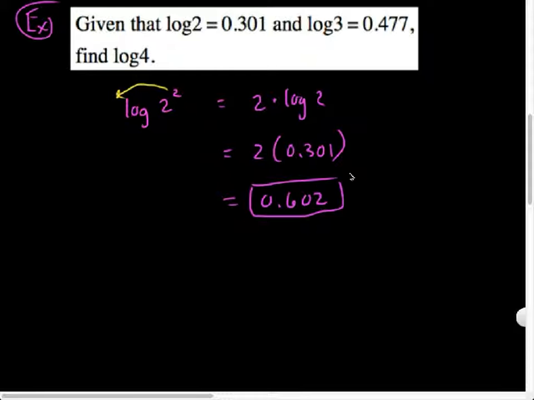Right, so I can use properties of logarithms and previous facts to build off of that to answer that question. Which, by the way, means that 10 to this number should equal 4. 10 to the 0.602 equals 4. And in fact, it does, or would be close because that's an approximation.